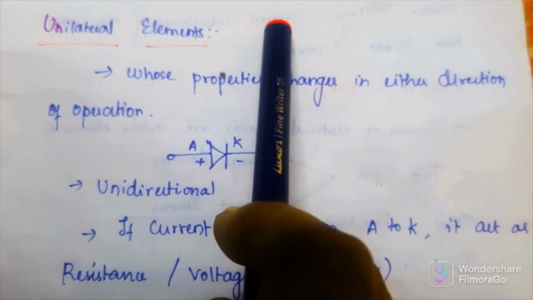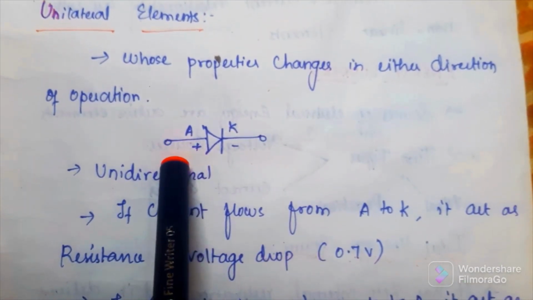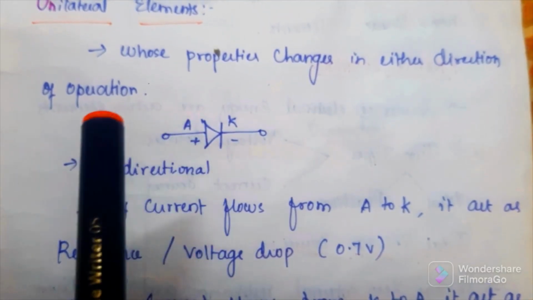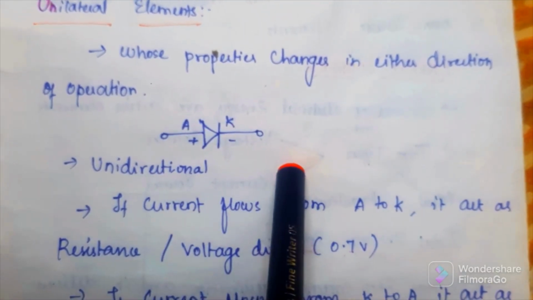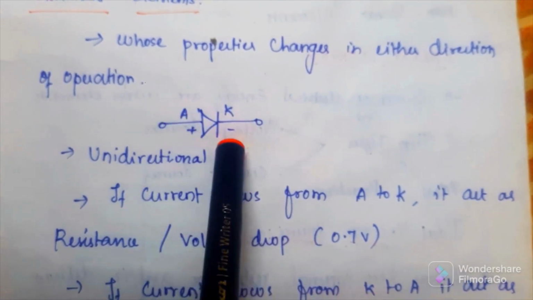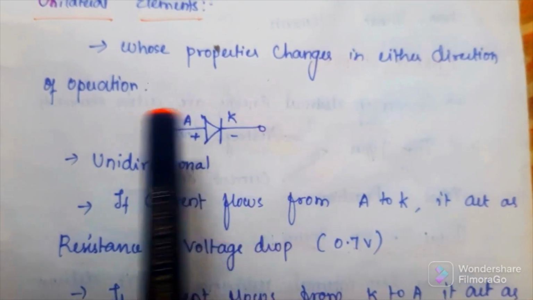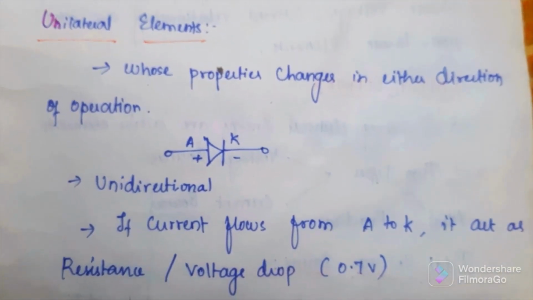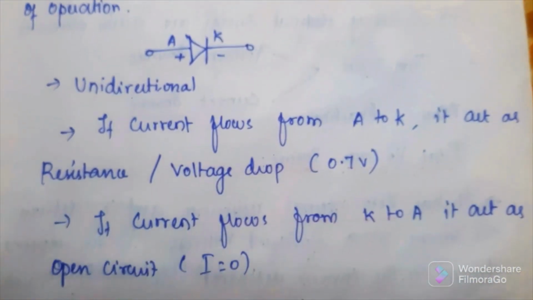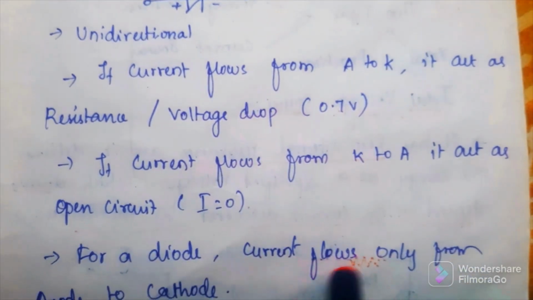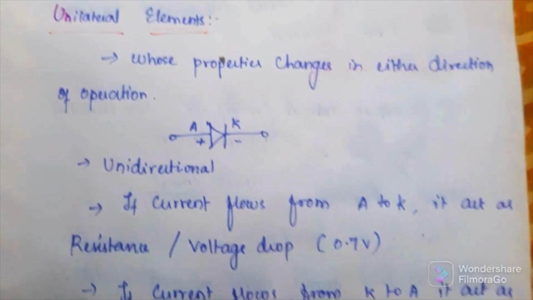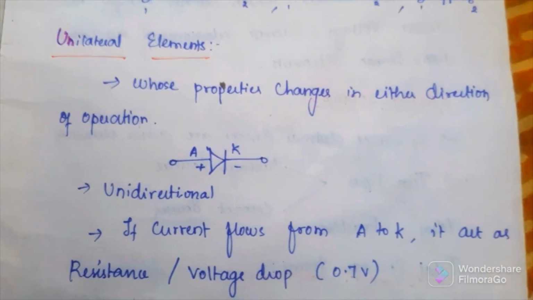So unilateral elements means if we connect from positive to negative and negative to positive, it performs different types of operations. The properties change in both directions. That is called unilateral. Mostly for a diode, current flows only from anode to cathode. So that is called unilateral elements.